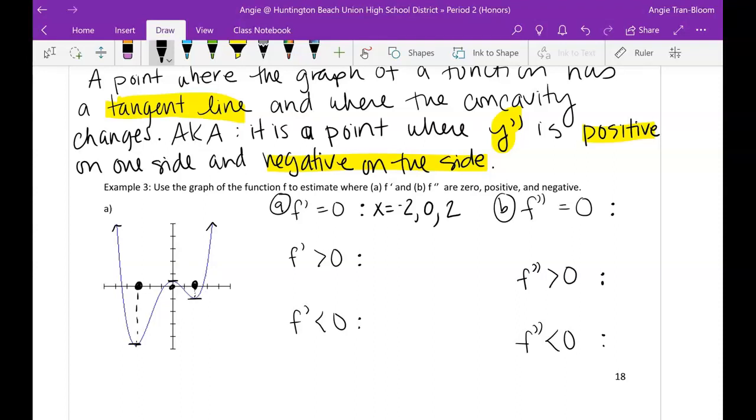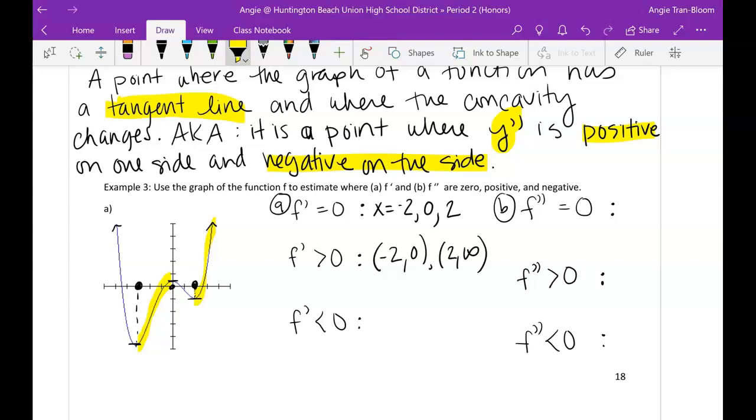Then when is f prime greater than 0? When is it positive? Well, it's positive when it's increasing. So as you can see, it's increasing from here to here. So that's my first answer: from -2 all the way to 0, and it's increasing from here to infinity. So that's another location of increasing. So that's 2 to infinity.